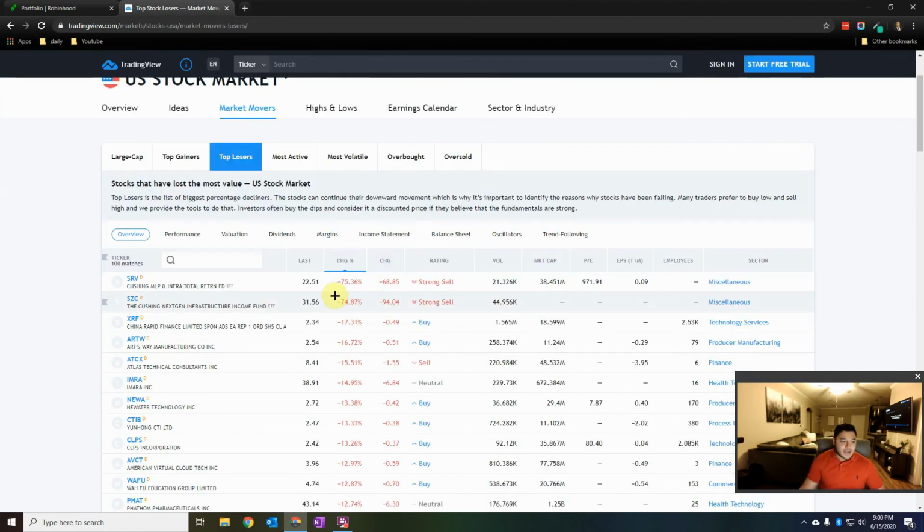So you can see right here, you've got these stocks, and this one lost 75% of its share price. You can see it was at $22, and then it went down. This is what it was at, but it's lost $68 plus during the day.